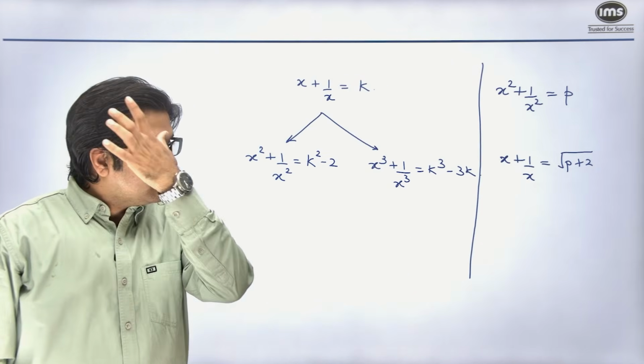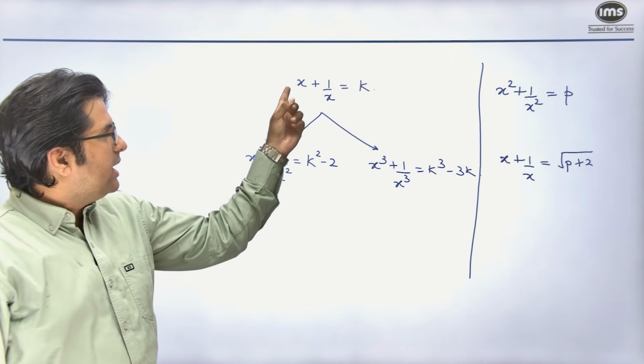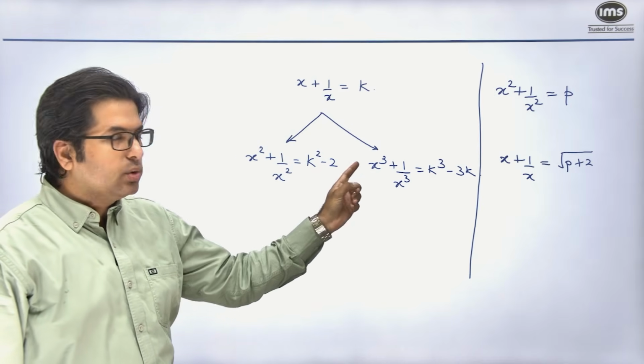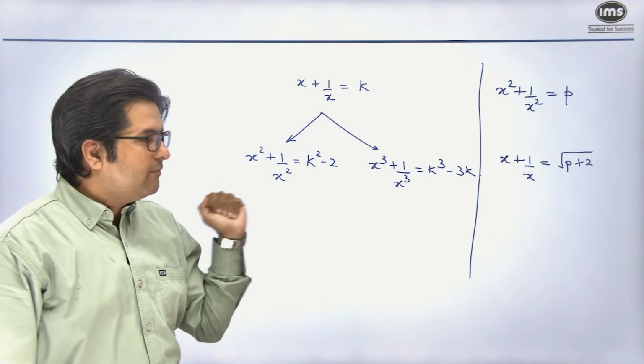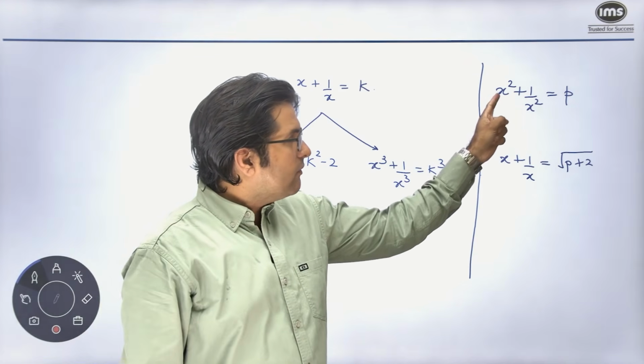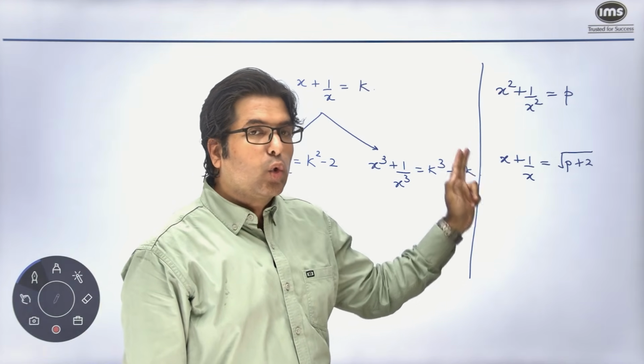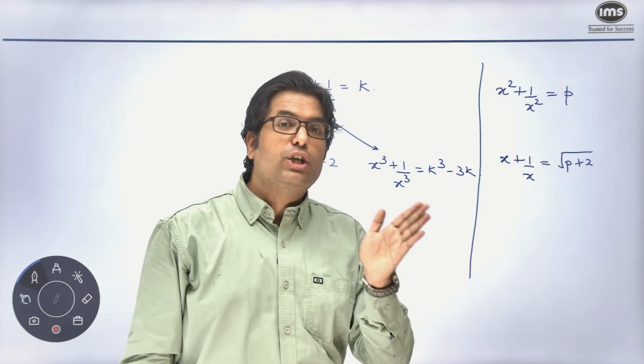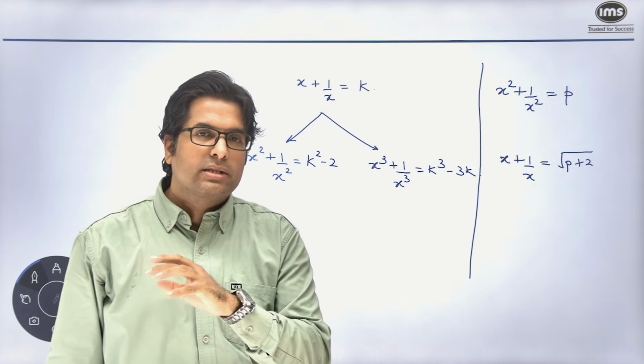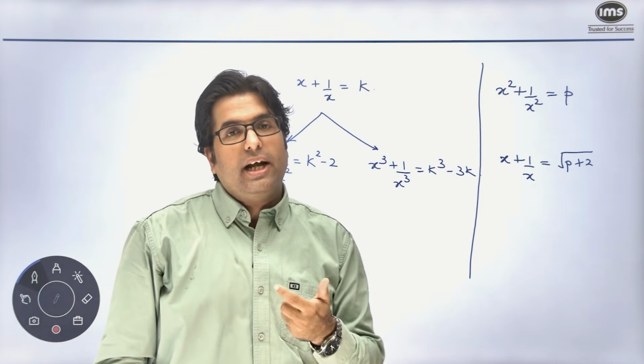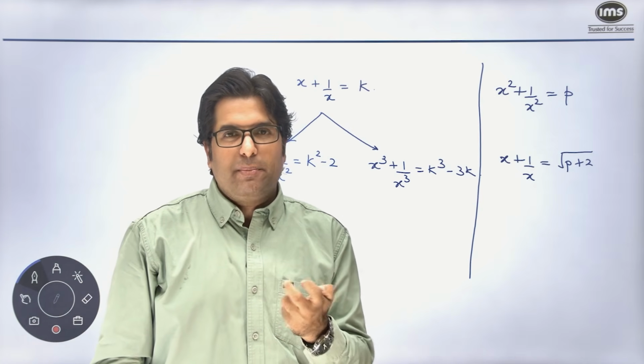Now some of you might have this genuine doubt. Sir, we did from x plus 1 by x to square to 3, and then we combined it to get power 5, power 7 as well. Here we only converted 2 to 1. Is there a direct way to convert x cube plus 1 by x cube to x plus 1 by x? So answer is no, because then it forms a cubic equation and it becomes very complex.